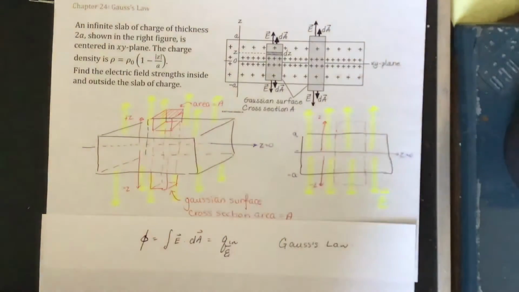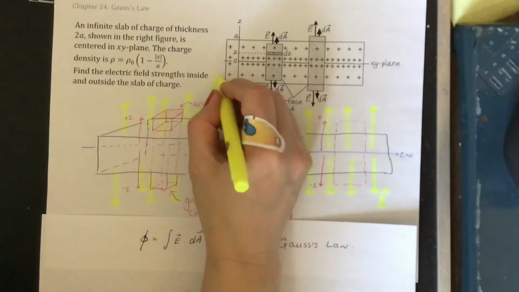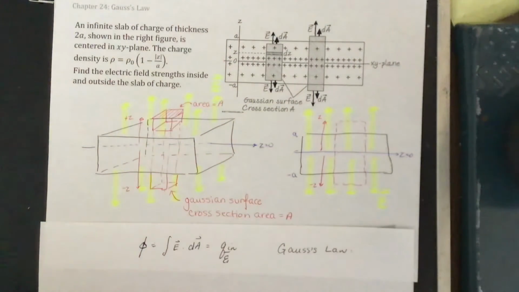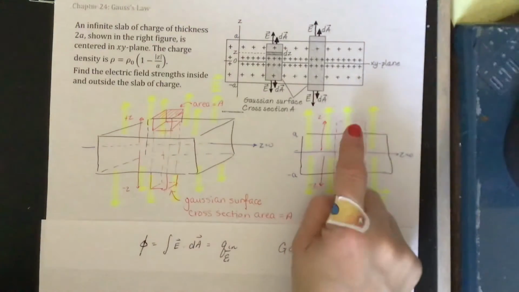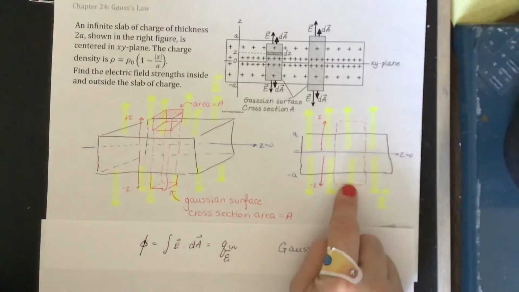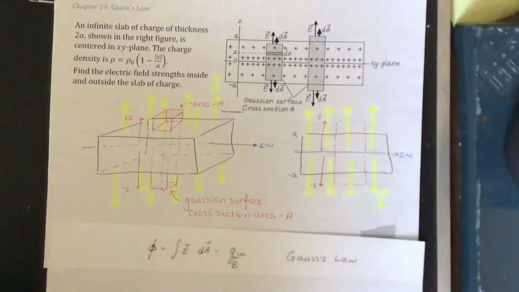So there's our electric field vectors. Did it in the yellow so we wouldn't cover up all the other things. So let's say that our net electric flux will be the flux through the top, plus the flux through the bottom, plus the flux through each of the four sides. Let's do the sides first.